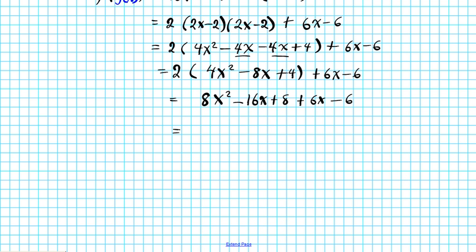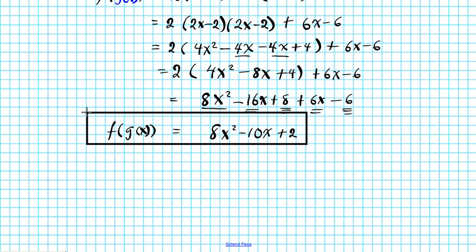Now let's combine like terms. 8x squared stands alone. Then we can combine negative 16x and positive 6x to give you negative 10x. And 8 and negative 6 give you positive 2. And that is f of g of x.